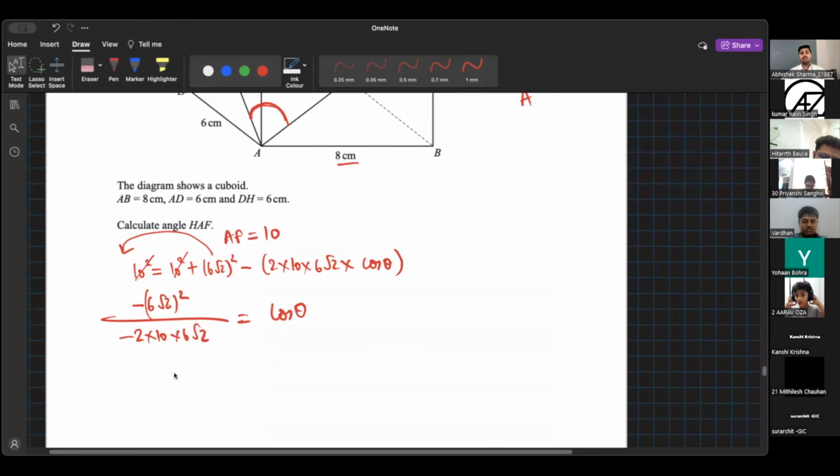Now do this calculation completely in the calculator. So fraction, minus bracket 6 root 2 bracket close the whole square, divided by minus 2 into 6 root 2 multiplied by 10, and I'm getting something like 0.4246.